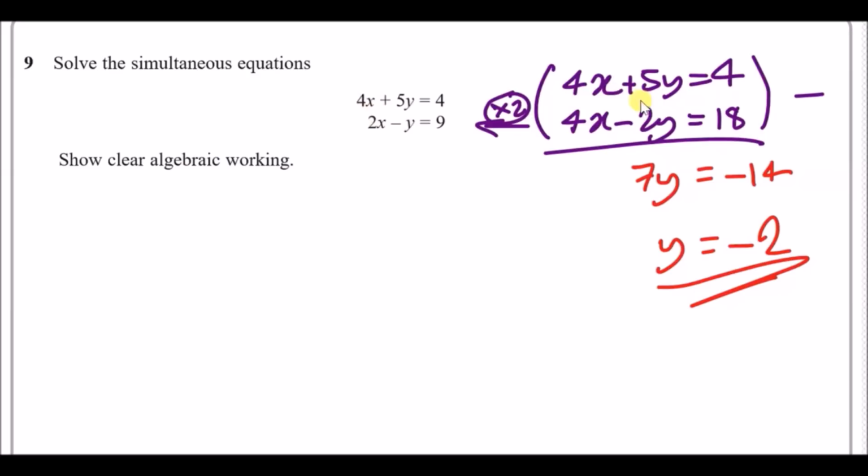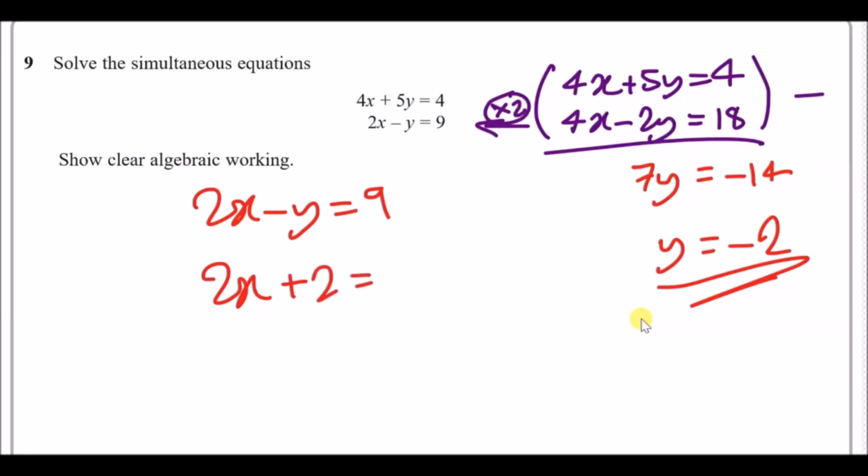So let's pick this easy looking one. 2x minus y equals 9. Okay. So what you want to do here now that you got the value of y, we can plug it back in. So this would mean you're going to get 2x, instead of minus y, would be plus 2 equals 9, because y is minus 2.